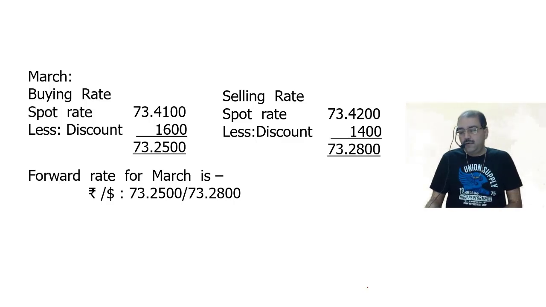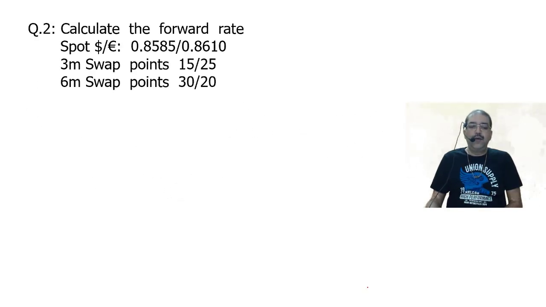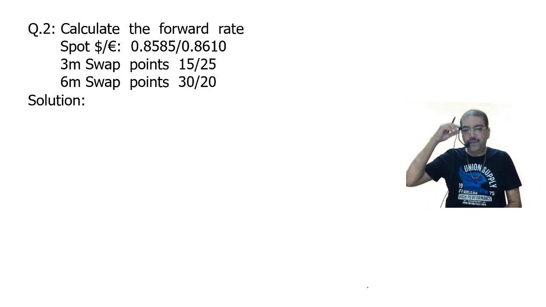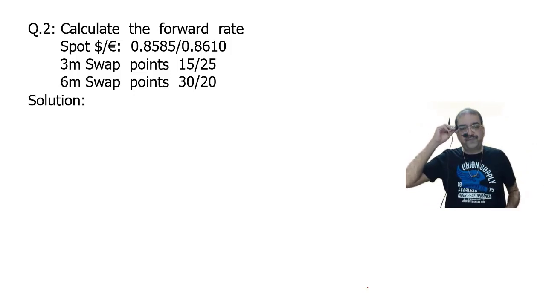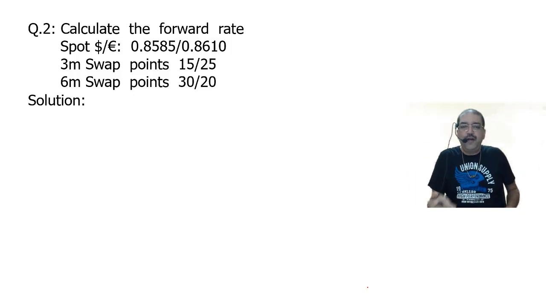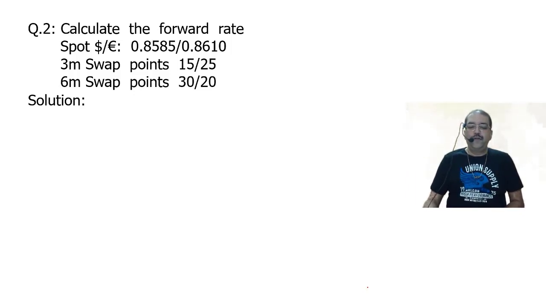Okay. Take down the second example. Write down. Calculate forward rate. Spot dollar to euro, 0.8585 by 0.8610. 3 month swap points 15 by 25. 6 month swap points 30 by 20.